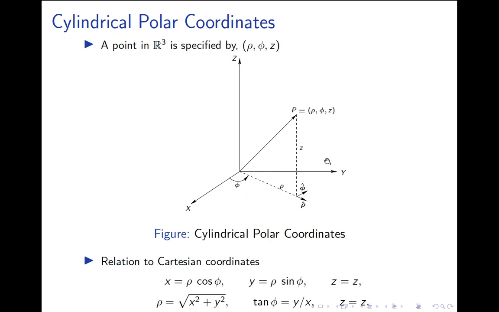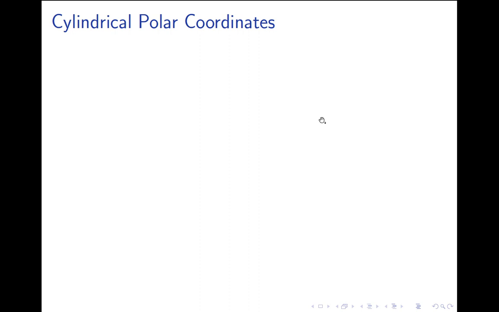I'm sorry, not rho axis. I'm talking about the phi axis. Phi axis is a constant rho and constant z line. So constant rho means radius must remain constant, which means it must be a circle, right? Constant rho must be a constant radius circle. So phi axis is a circle. So that's why it's a curvilinear coordinate, because the phi axis is a curve. In particular, it's a circle.